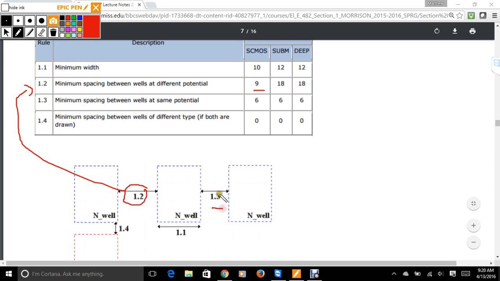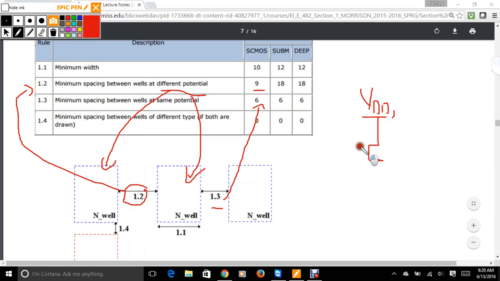So you see 1.3, minimum spacing between wells at the same potential. So what this means is, does anybody remember the concept we talked about where we had 2 different VDDs? We had a converter, so we had VDD1 driving an inverter, and then we had a second one here, and it's actually driven by a second supply voltage. It's starting to look familiar.